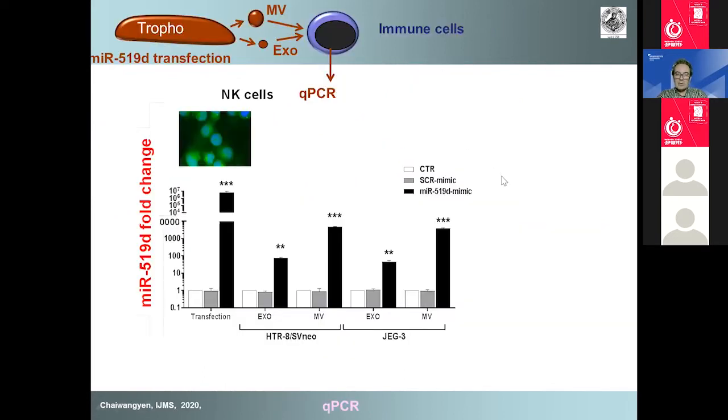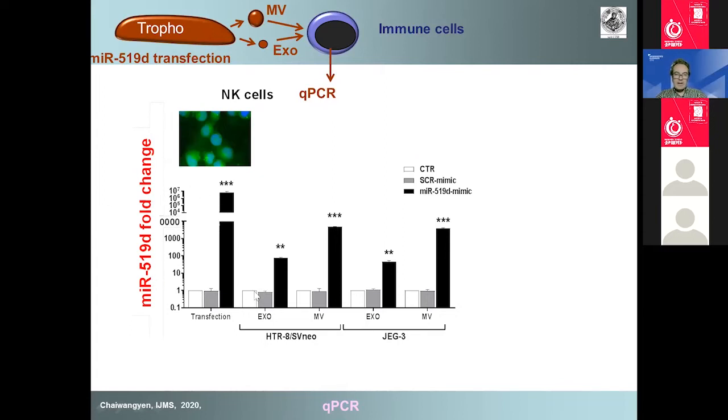And just to show you one slide, what they can deliver here, in this case, so again, trophoblast cells or trophoblastic cell lines have been transfected with microRNA 519. We've isolated different types of extracellular vesicles, and then we have incubated immune cells with these vesicles. Then we have done a qPCR to detect this microRNA. And as you can see here, when we transfect immune cells with this microRNA, we have like 10 million-fold increase of it.